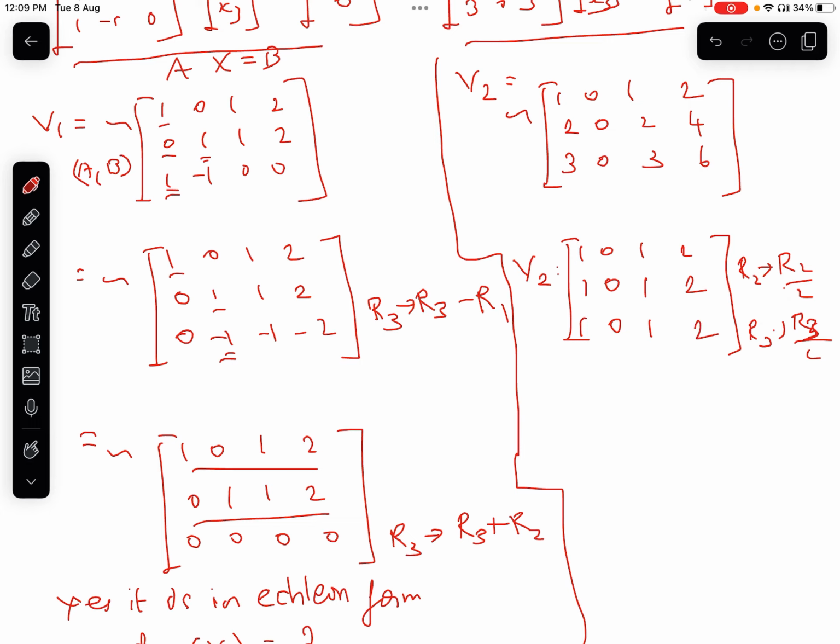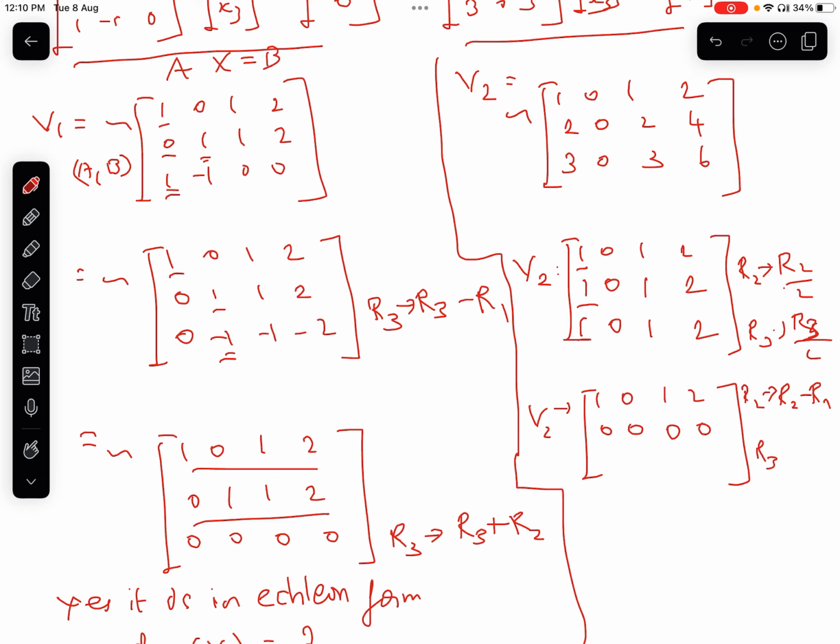Okay, fine. So now let's check whether it is in echelon form. Below the pivot of the first row, it is not 0, so we should subtract. Similarly, we'll look at the next step. So for V2, while writing in the echelon form, let us write the first row as it is. The first element of the second row should be 0, so R2 minus R1. So 1 minus 1 is 0, 0 minus 0 is 0, 1 minus 1 is 0, 2 minus 2 again 0.